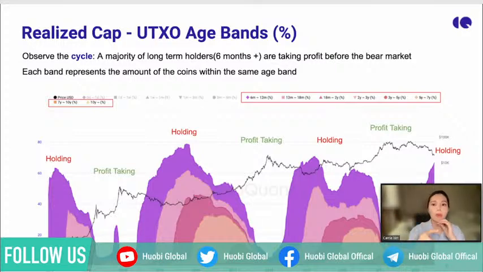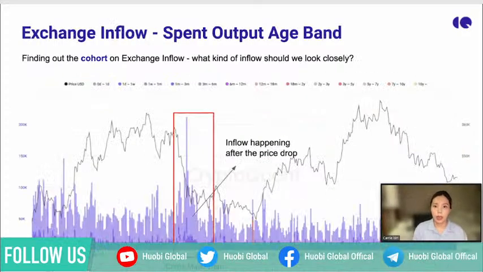Each band represents the amount of coins within the same band, just like before. Here we can see the majority of long-term holders, here it says 6 months or plus, are taking profit before the bear market. So if we see the long-term holders taking profit, if you see the cycle starting, we can anticipate a bear market coming, right?